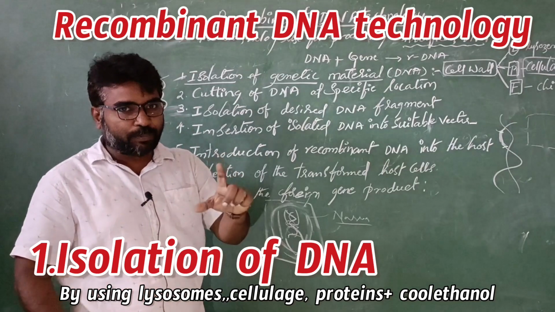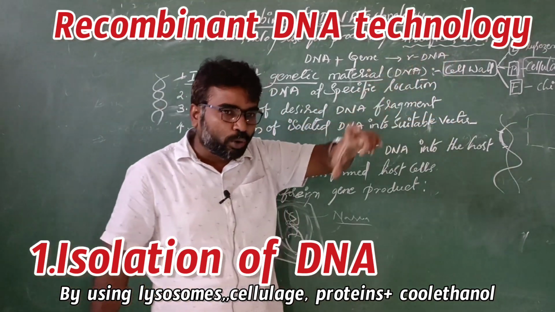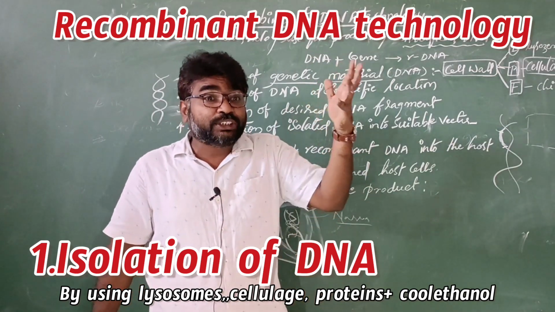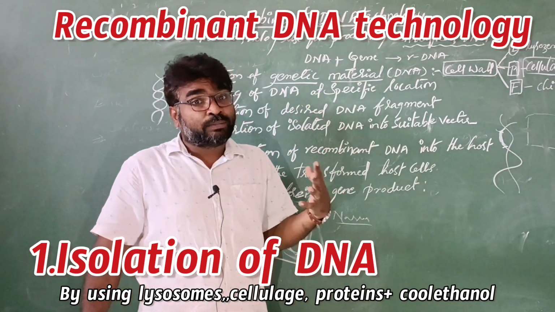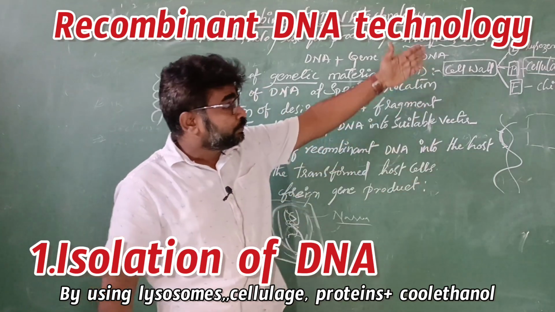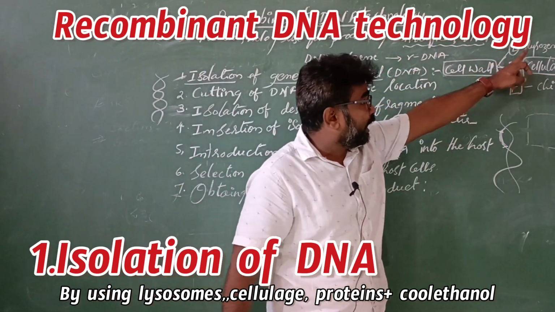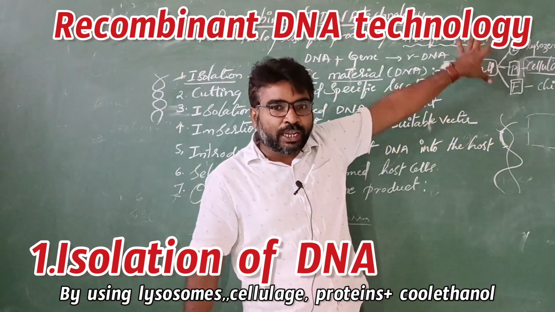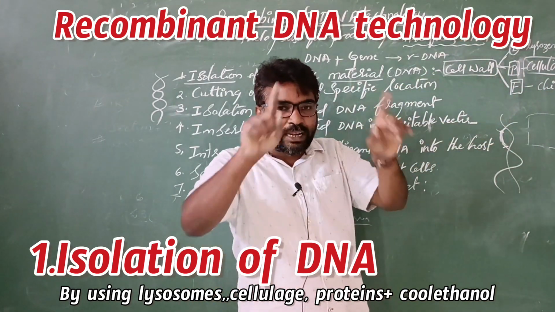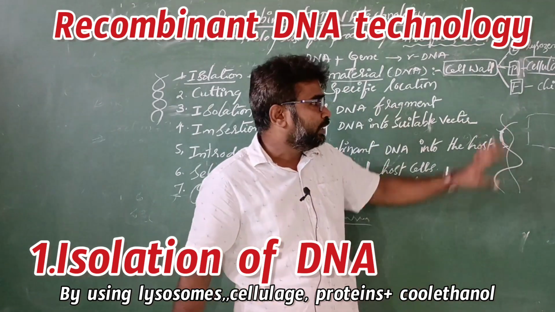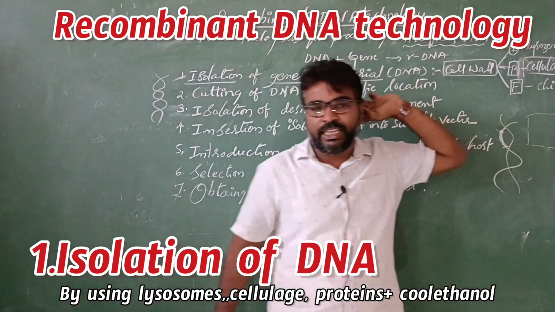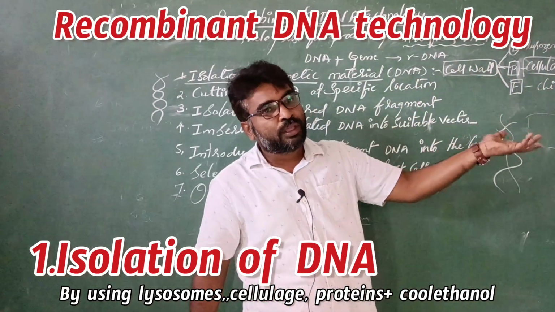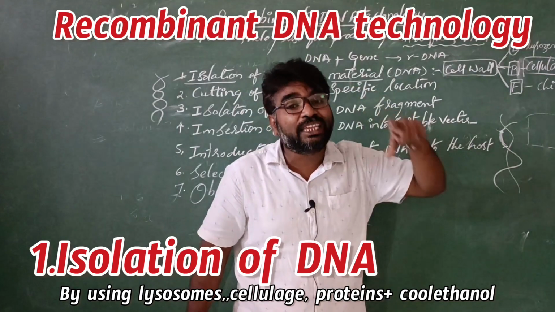In that, the first step is we have to break down the cell wall or cell membrane. Depending upon which type of material we are using, we can use enzymes like lysozyme, cellulase, chitinase. When we use these, the cell wall or cell membrane will break down. Then we remove the RNA by using protease. RNA is also removed. Now we have to isolate the DNA.